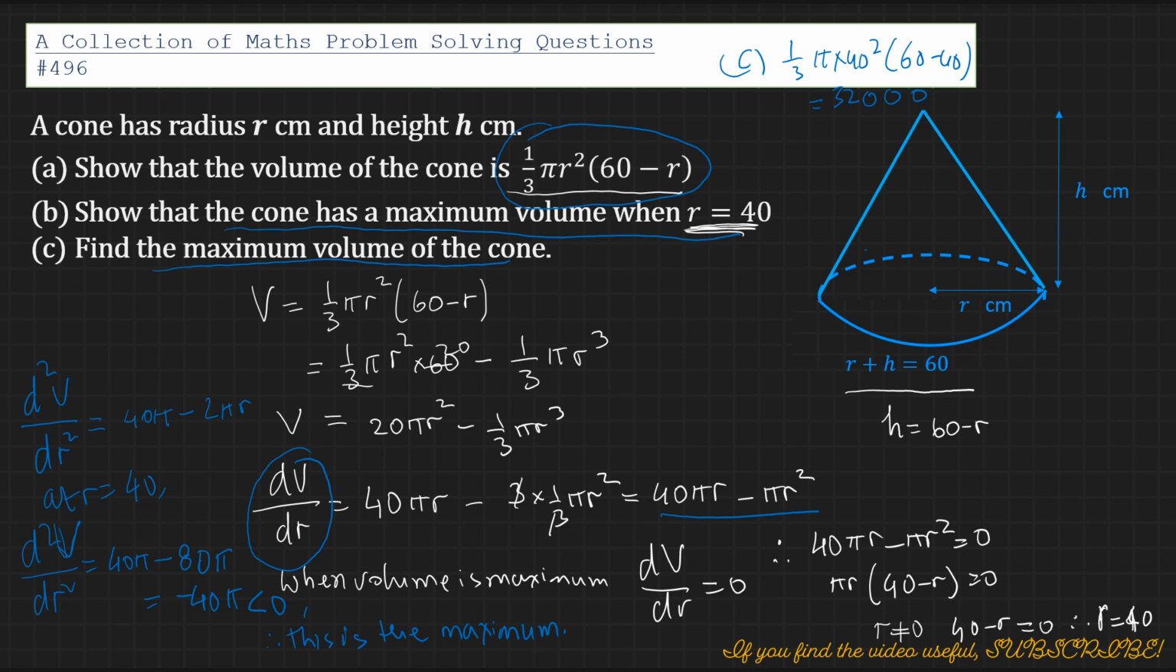Am I right? 16, 1, 2. Yeah, that is right, and times 20. So 3 zeros. I always get the zeros wrong. So then 32,000 pi over 3. So the maximum volume of the cone would be 32,000 pi over 3, and of course you write centimeters cubed.